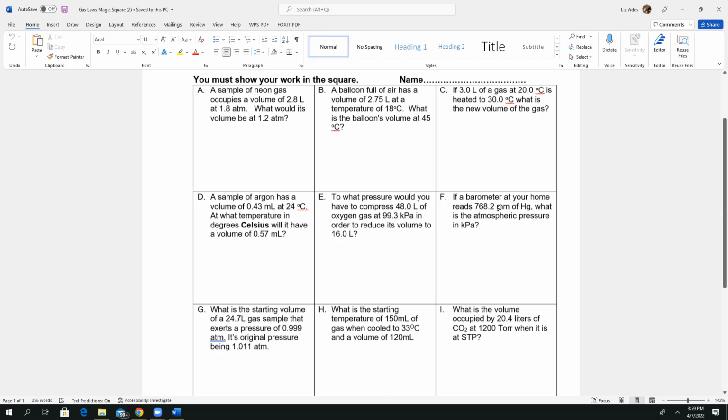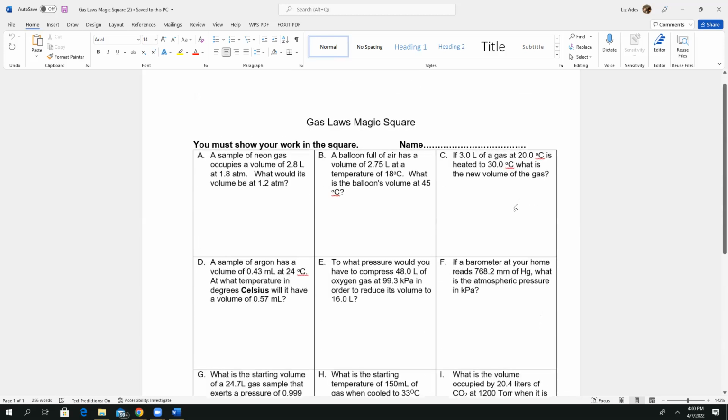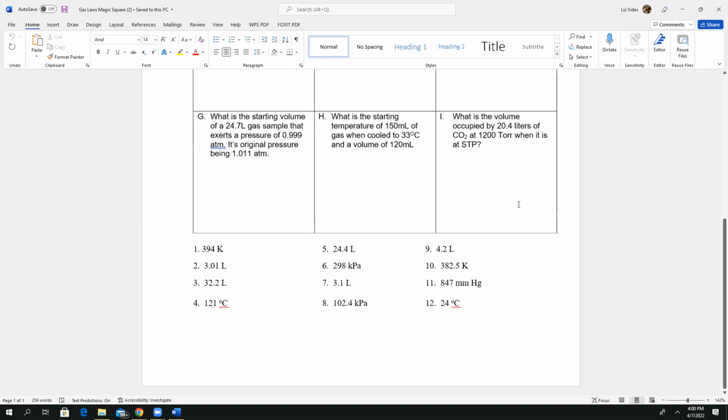This one's just another problem. Okay, this is another conversion. So the A and F are conversions for gas. The starting volume, that's another problem. That's another problem. There's only two that are gas conversion problems. The rest are all problems. You just got to identify which kind so you know which ones. And the answers are here. Obviously, based on the answer that you get, you put that number on there. And that's your magic square.